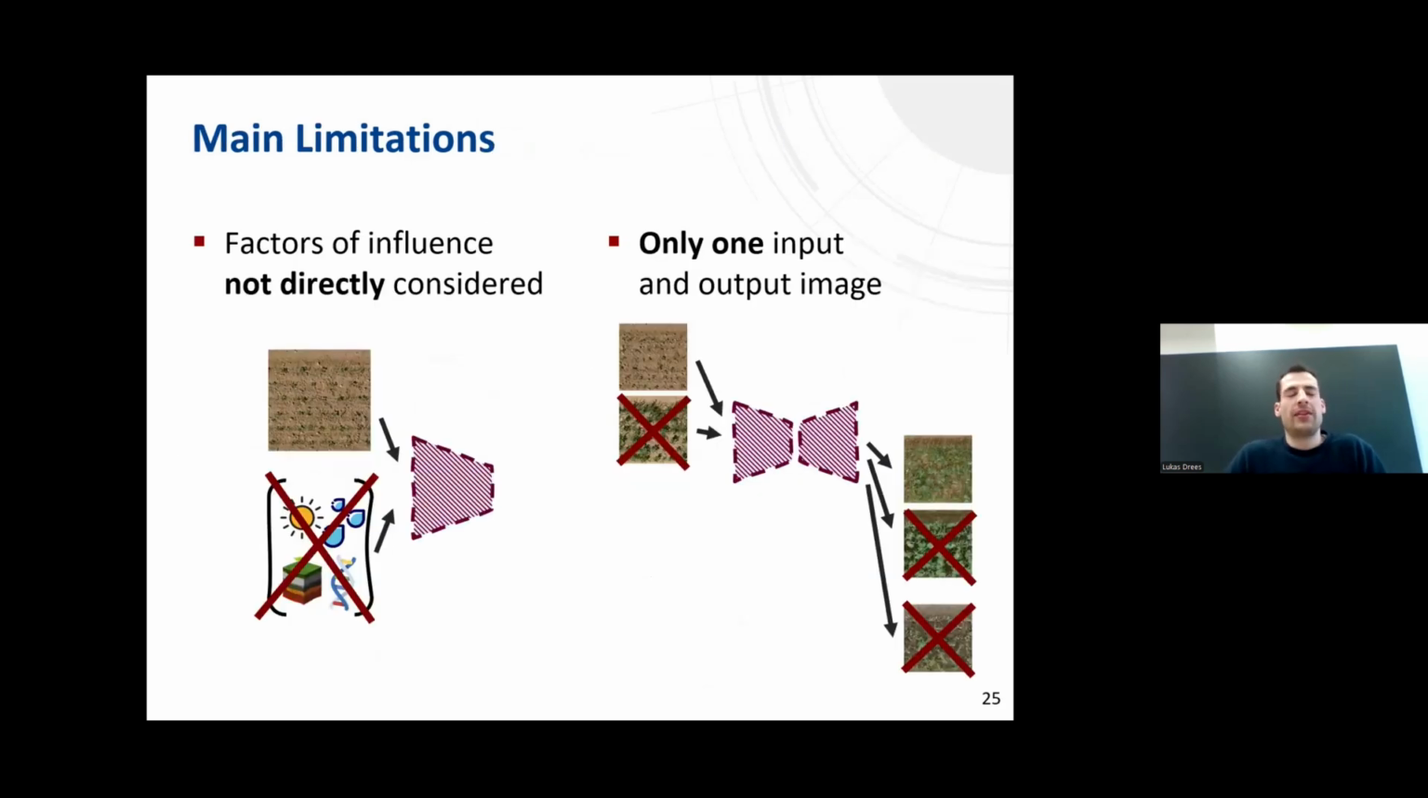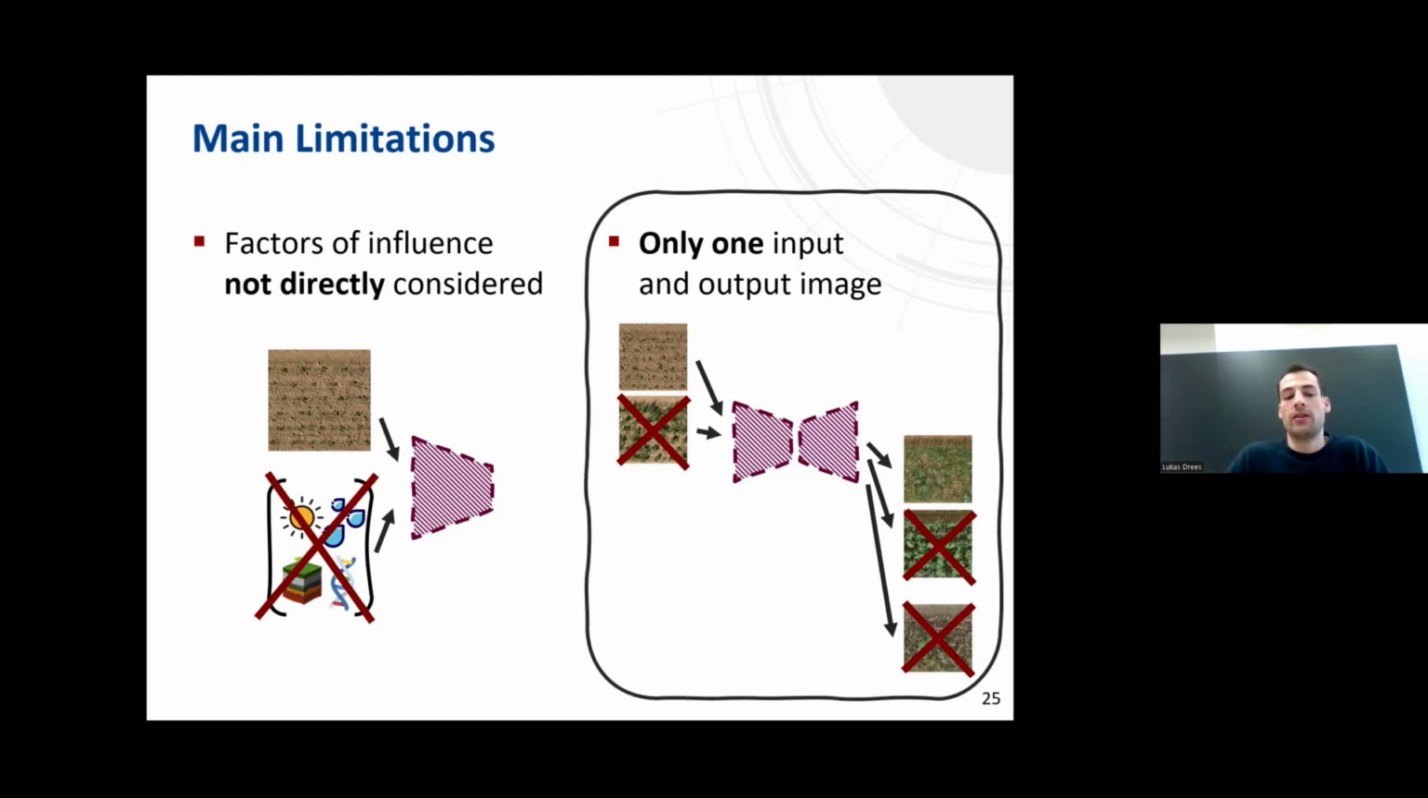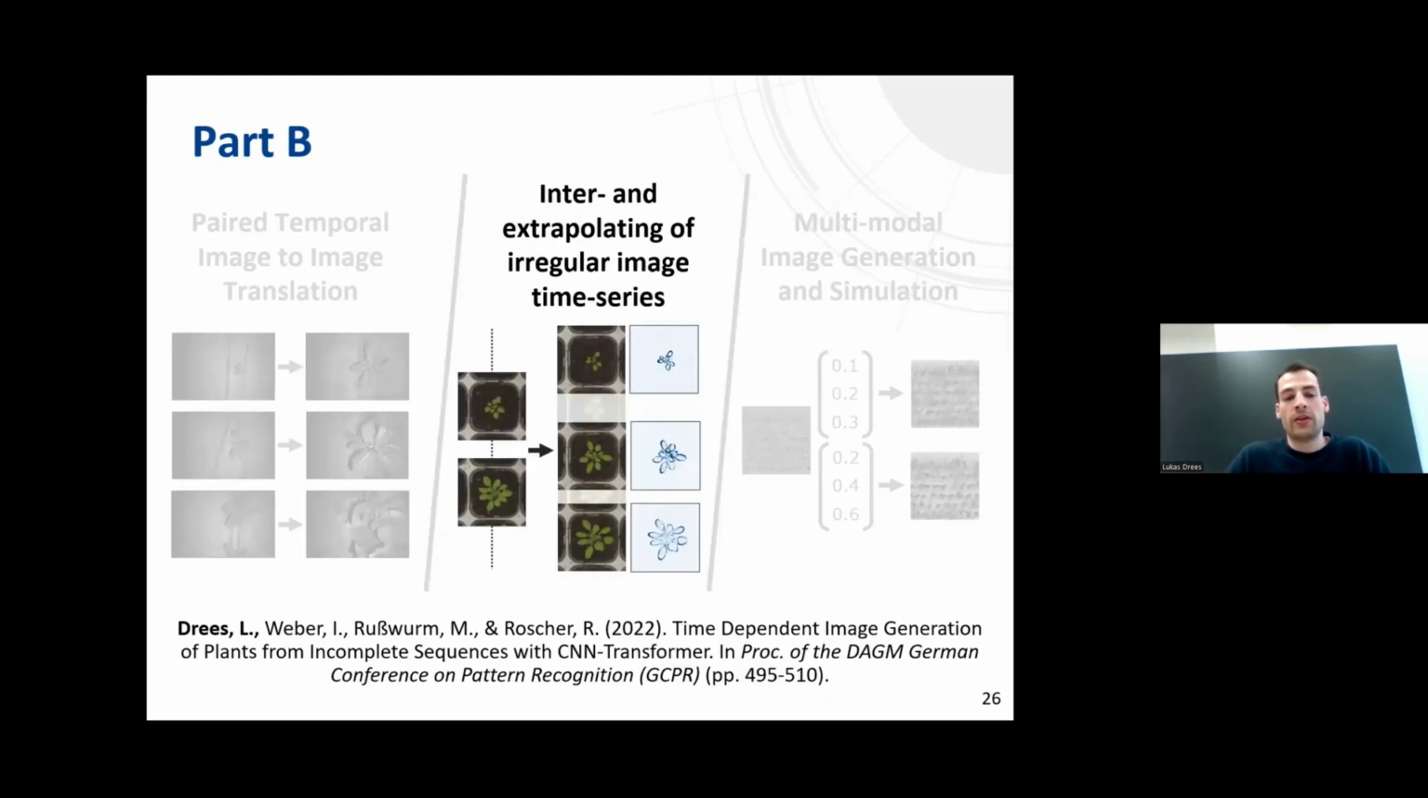But of course, we still have some limitations. Behind the model is the assumption that the factors of influence are already represented in the image, which is certainly not always valid. And second, the model can only handle one input and generates one output. And this is also not super cool. So this is what we try to tackle in the next part. And here we develop a model which can generate multiple output images from a sequence of input images.